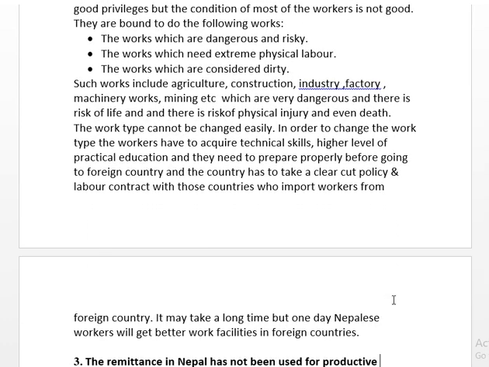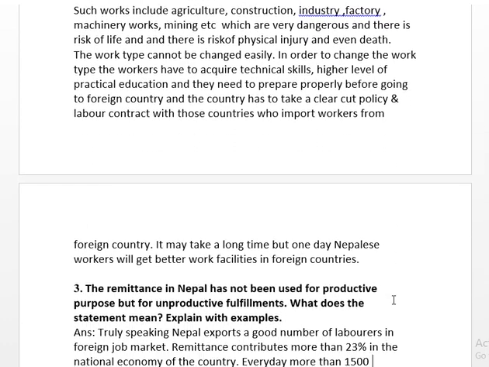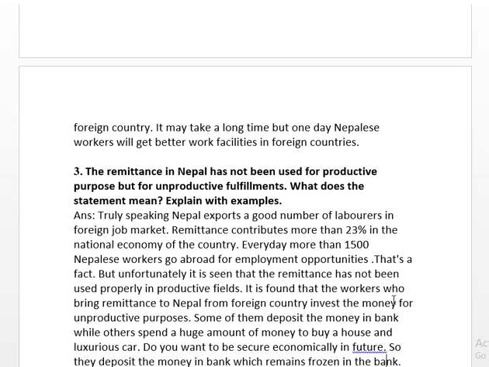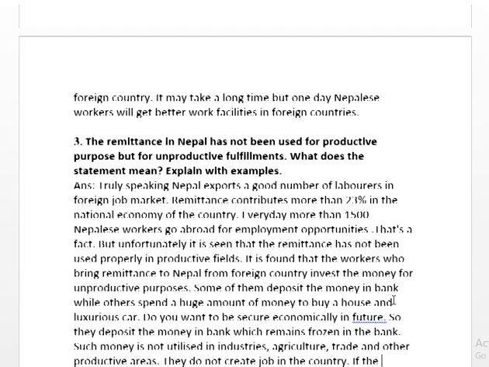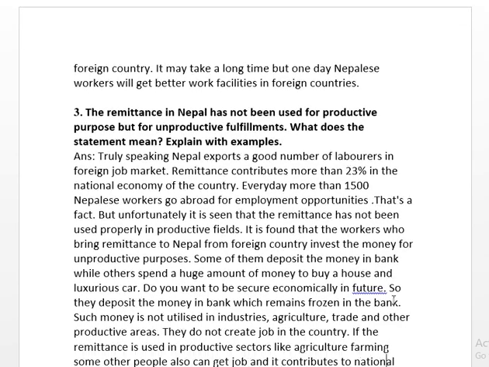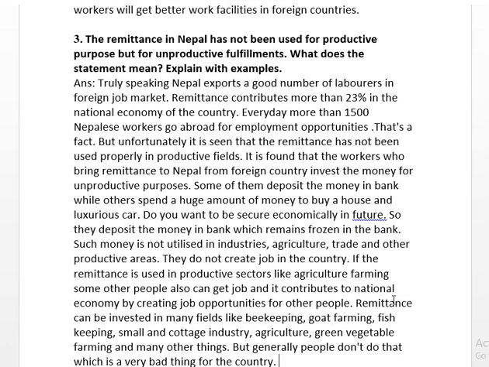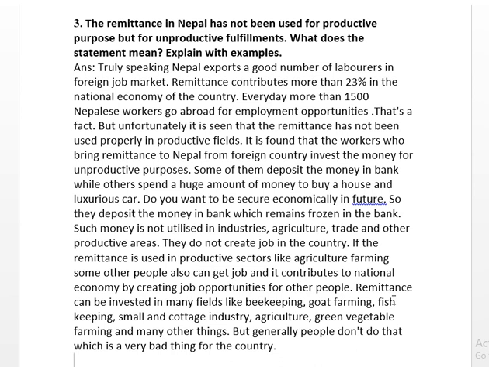And we move to another question, question number 3. The remittance in Nepal has not been used for productive purposes, but for unproductive fulfillments. What does the statement mean? Explain with examples. Remittance is the money that is earned in a foreign country and brought in Nepal. So that is not utilized in productive sectors. As you see, it is being used in other things. So this answer is explained here with examples.